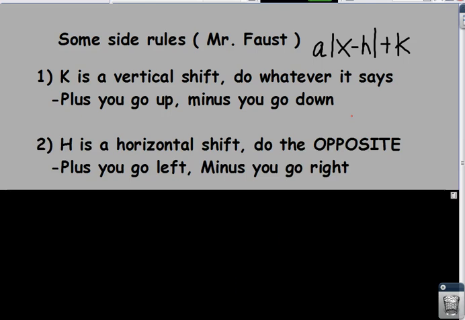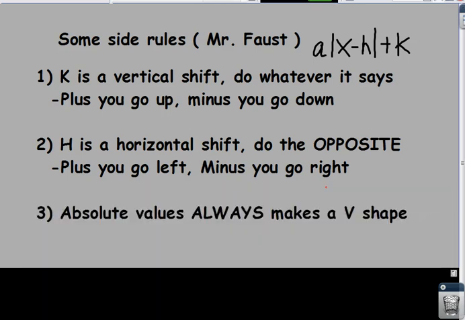Now, the H here. H is a horizontal shift. You do the opposite of it like we talked about. So a plus, you're actually going to go to the left. A minus, you're going to go to the right. Think of that burrito example. That makes a little bit of sense. If you owe someone $7, before you can buy your $5 burrito, you must pay them the $7 and then get your values. So that means you would have to put in a 12 to achieve the same value that you could have if you didn't owe somebody money.